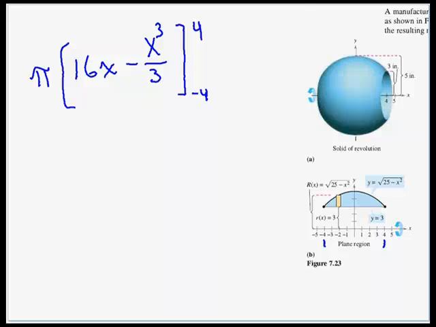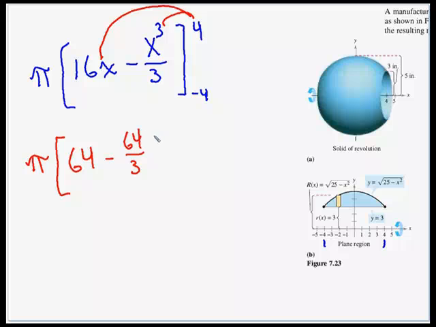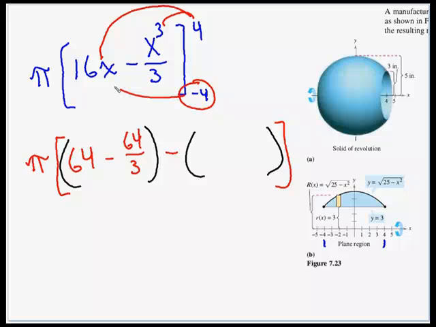So let's see here. Time to evaluate. Pi stays out front. Plug in the upper limit. 16 times 4 is 64, minus 4 to the third, which is also 64, and that's the numerator over 3. So there is our upper limit evaluated. Now we're going to subtract our lower limit evaluated. So we plug in the negative 4. Negative 4 times 16 is negative 64. And we'll have a negative 4 to the third, which is negative 64. It's going to hit this negative and become a plus 64 thirds.